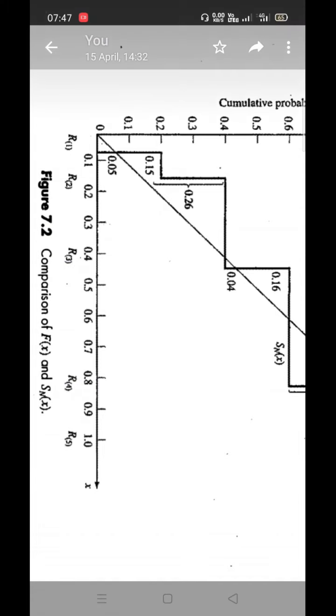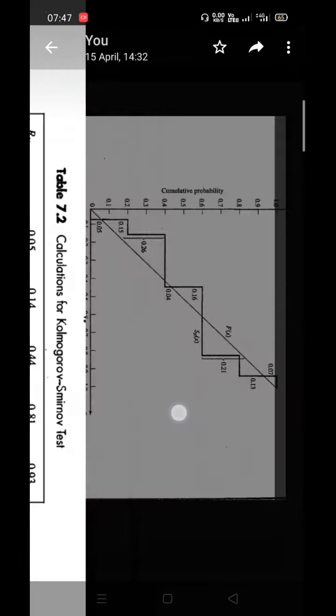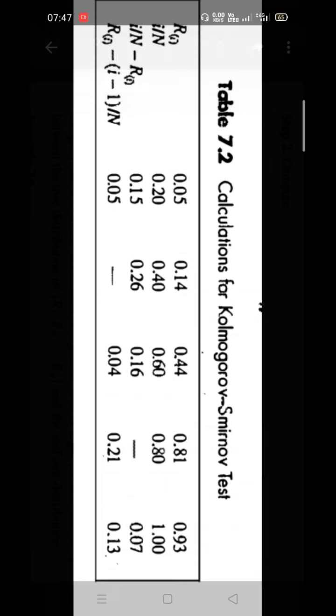On the y-axis is the probability value, and on the x-axis we have the random number values r1, r2, r3, r4 and r5. Five random number values are given. Refer to this particular diagram, table. This is r1, check the pointer, r2, r3, r4 and r5. Observe the values carefully: 0.05, 0.14, 0.44, 0.81 and 0.93.